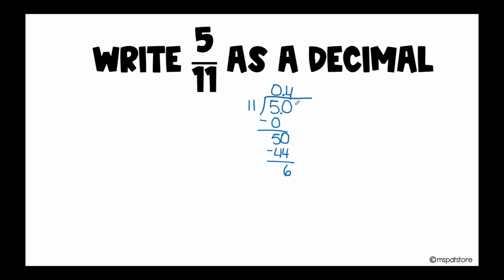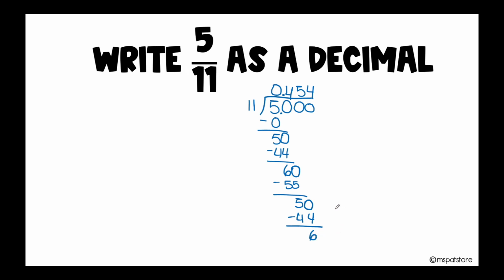But I need to bring down another zero. Now I have 60. 11 fits into 60 5 times because 11 times 5 is 55. There you go. 60 minus 55 is equal to 5. So I need to bring down another 0. So it will be 50. 4 times because 11 times 4 is 44. So 50 minus 44 is 6.